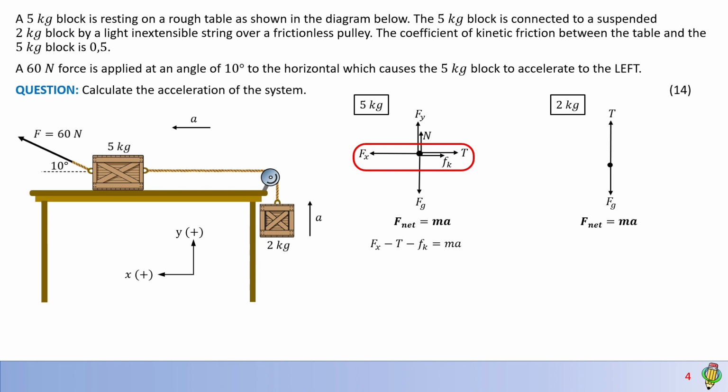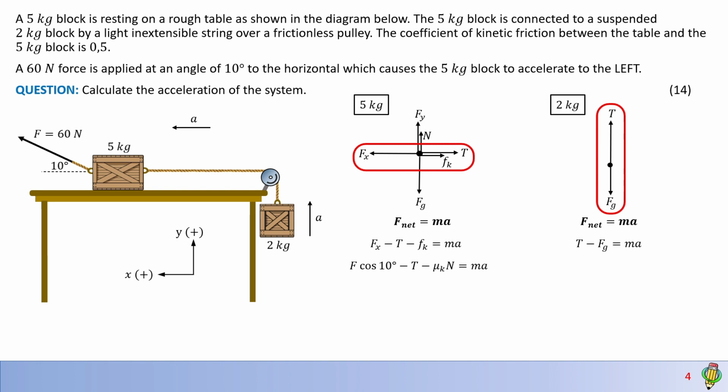We do the same for the 2 kg block. Acceleration is going upwards, so tension is positive and Fg is negative. All of that equals ma. Then we substitute: our Fx is equal to F cos 10 degrees. If you don't know how, look at the first example. Minus T, minus mu k multiplied by the normal force for the formula of Fk.